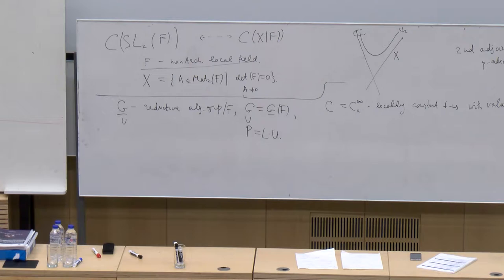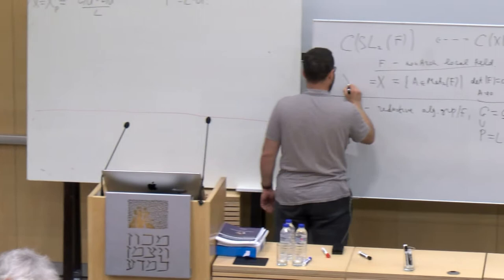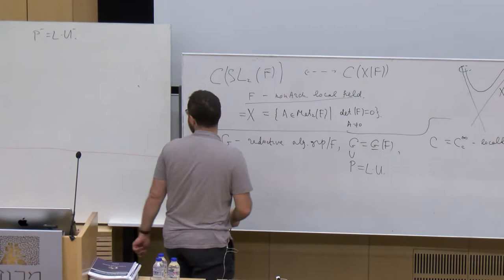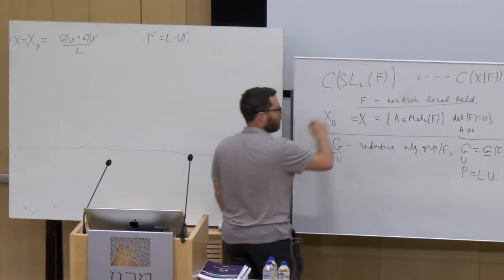So maybe if I need to emphasize the dependence on P, I will write X_P. And as everyone can see, a rank one matrix is a pair of a vector and a covector, and vectors basically run over the space of G mod U. And again, there's a quotient by the common scalar, so this is the same as X mod B, where B is of course the group of upper triangular matrices.